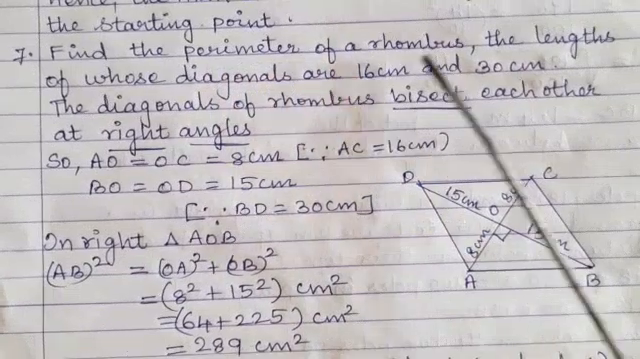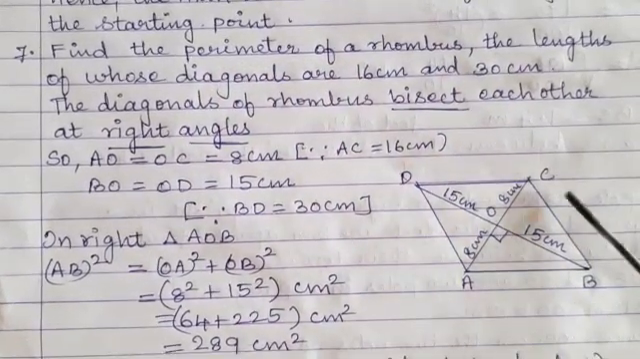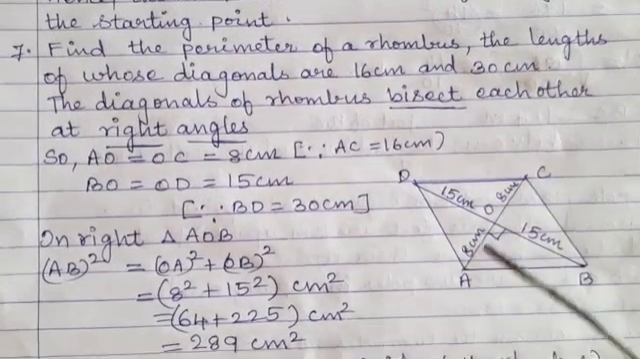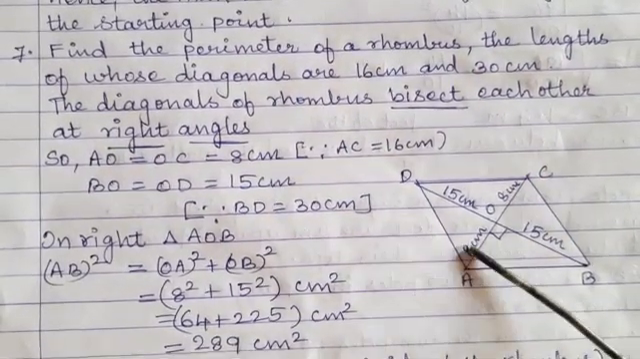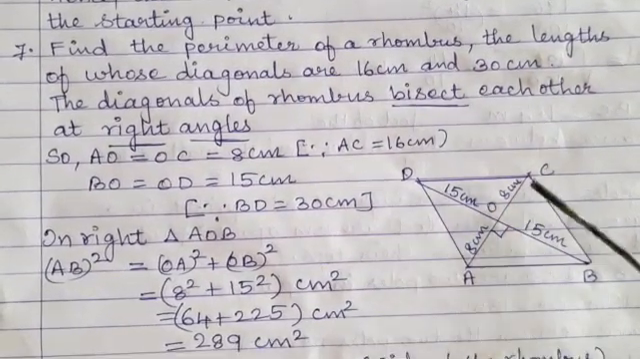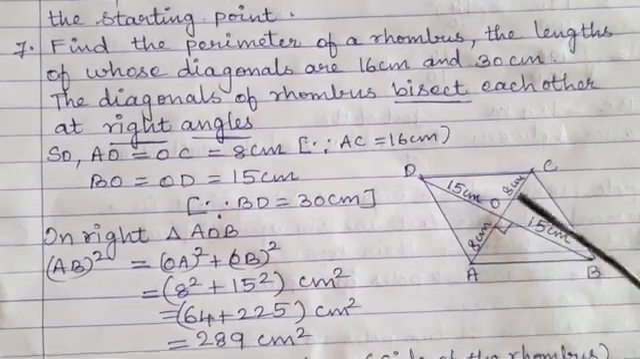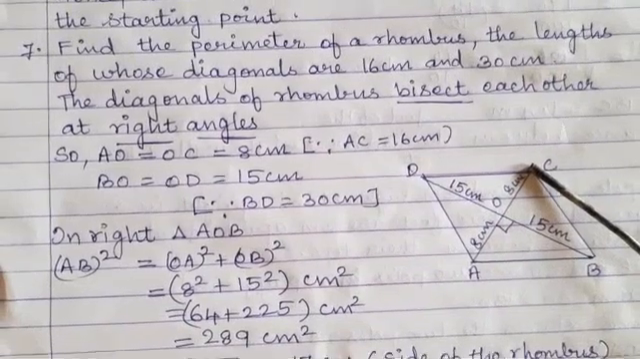The perimeter of a rhombus. Perimeter means sum of all the 4 sides. Here the diagonal is given, that is AC. You know that they bisect each other, that is 16 centimeter. 16 by 2 is 8. So AO equal to 8 centimeter, OC equal to 8 centimeter.